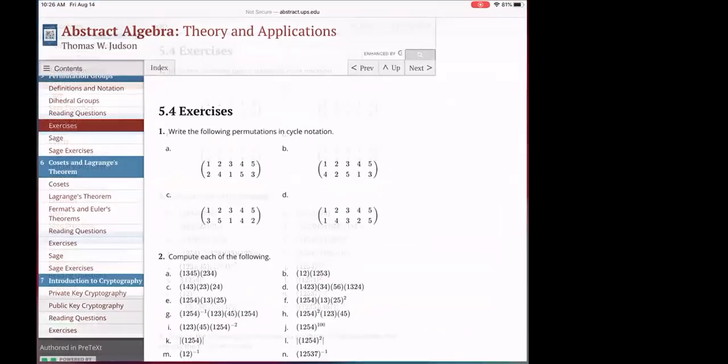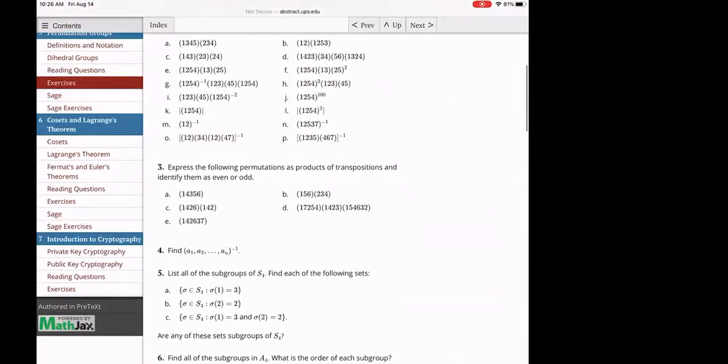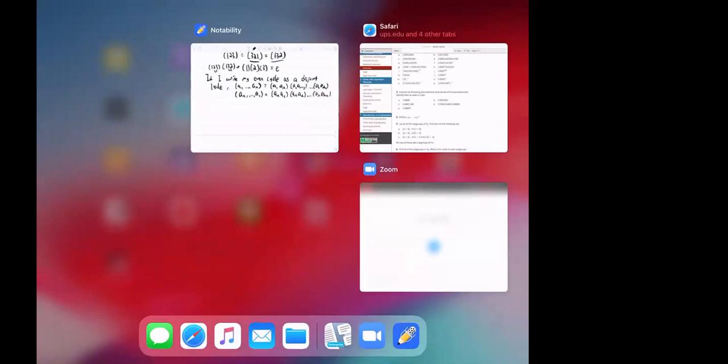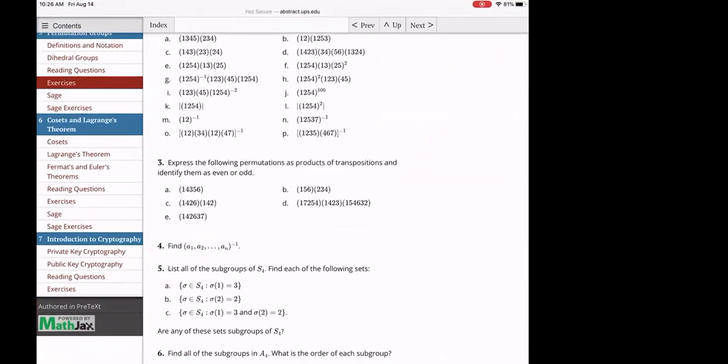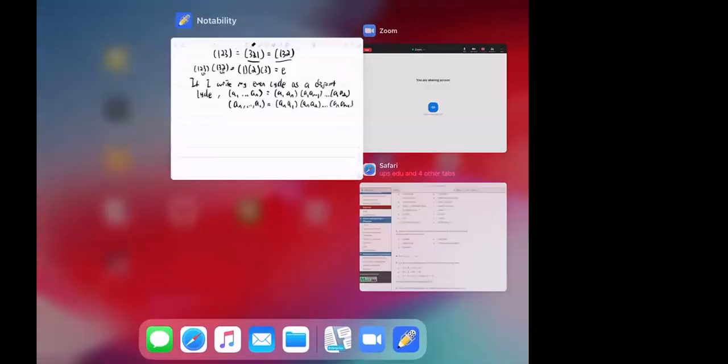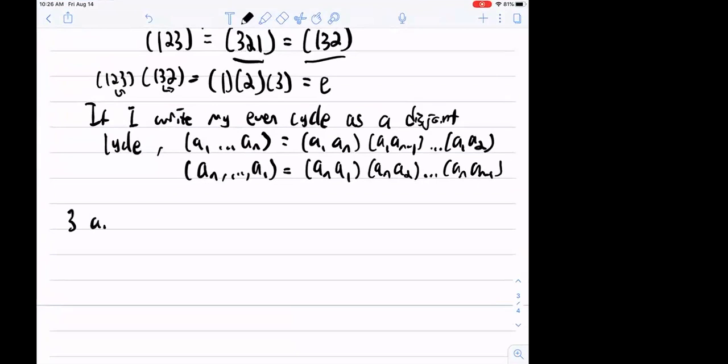Okay, let's move on. So again, let's do 3. So 3A is simple, right? 3A is just use the formula, right? One, it's disjoint, right? There's no same number. So 1, 4, 3, 5, 6, right? So 3A, 1, 4, we have to express it as a number of transpositions. So it's 1, 6, 1, 5, 1, 3, 1, 4, right? Using the formula we had.